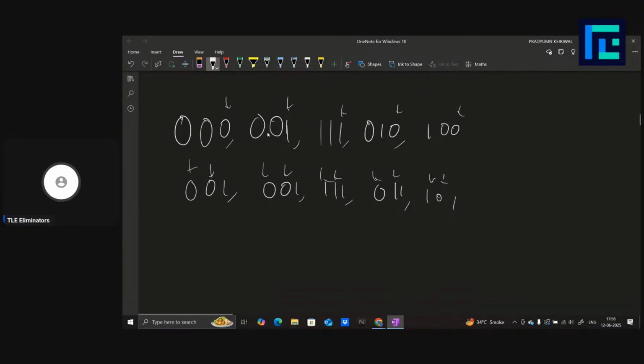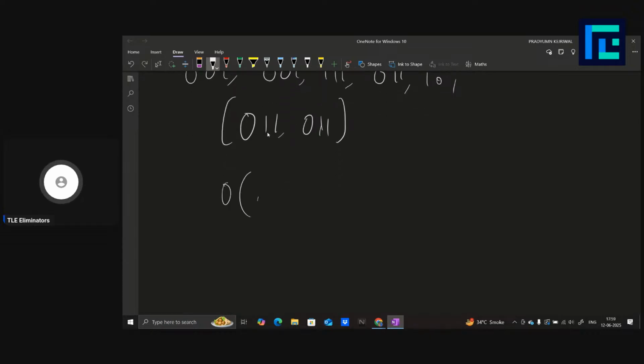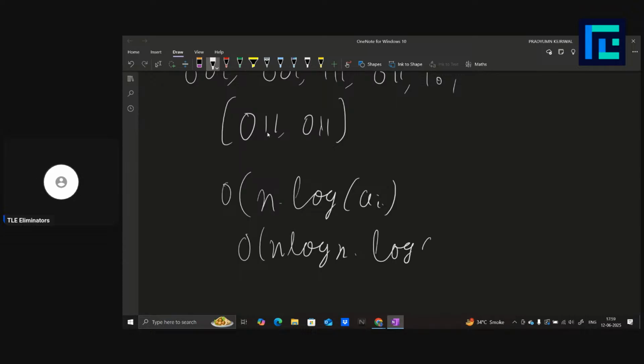So if the array is something like 011, 011, then what you will do is spend some time checking this bit and then this bit also. But I will directly go to this bit. But actually yours is better because your complexity is O of n into log AI, and mine is O of n log n into log AI. So yeah, yours is better actually.